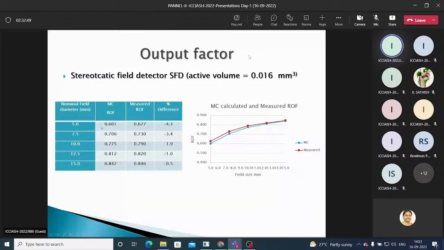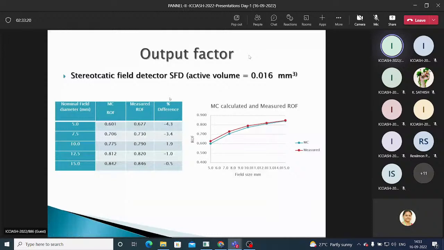We are investigating this because it is measured with a stereotactic field detector, which is made up of a silicon diode. Silicon has a property of over-responding at very low collimator sizes, and this needs a correction factor. For that we need the actual dimensions and internal design of this detector, and this is the next part of our project.